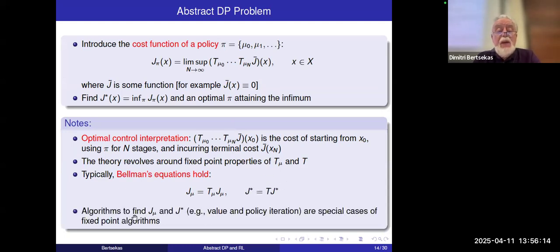The algorithms for finding J mu and J star are extensions of the classical dynamic programming algorithms of value and policy iteration, and they're special cases of fixed point algorithms. So I'm going to come into that. So that's our problem formulation with T mu and T defined in terms of the abstract mapping H.